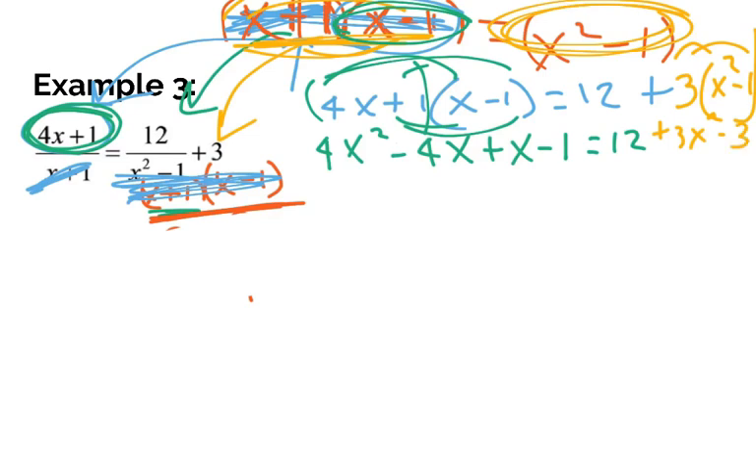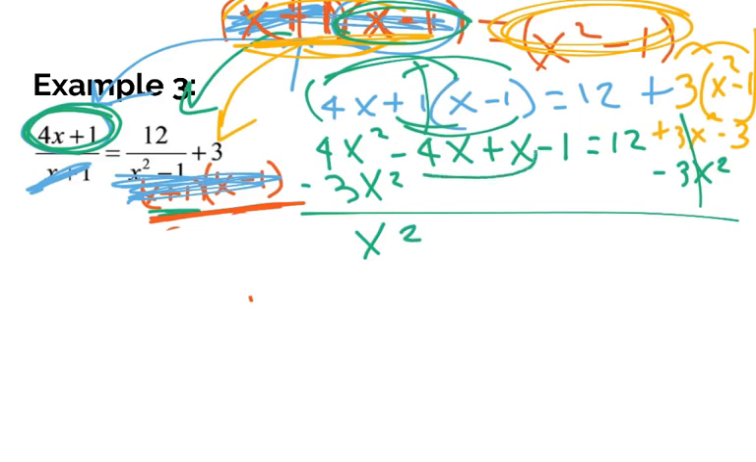Okay, we are almost there. Once you distribute, it usually looks like you have a lot, but then things can combine together pretty quickly. I'm going to start by subtracting this 3x squared, and that will just give me x squared. I can combine these together: negative 4x plus x is negative 3x. And then what do I have over here? 12 minus 3, which is 9. Why don't I bring that 9 over? If I subtract 9, then negative 1 minus 9 is negative 10.